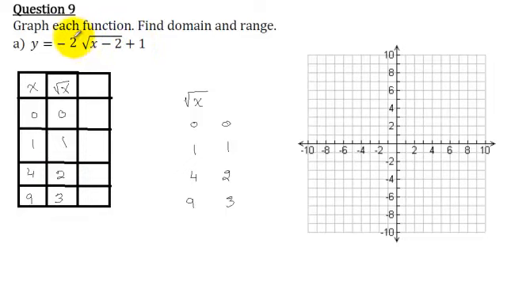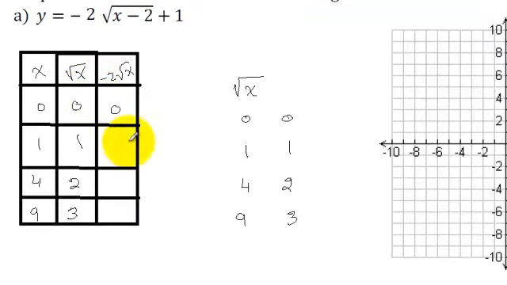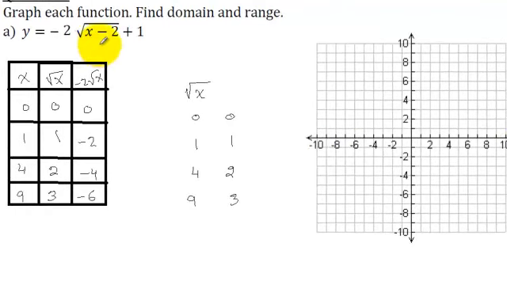let's multiply radical x by minus 2. We multiply all of these values by minus 2. Minus 2 times 0 is 0. Minus 2 times 1 is minus 2. Minus 2 times 2 is minus 4. Minus 2 times 3 is minus 6. So now we take these x values and these y values and plot them on the graph, and then we do the translation, 2 to the right and 1 up.